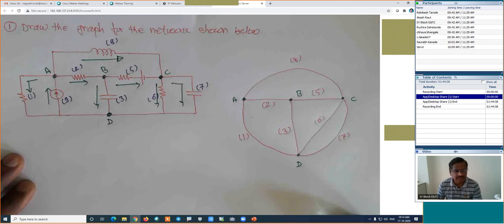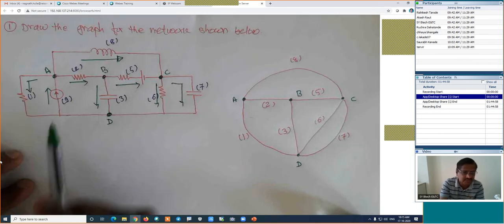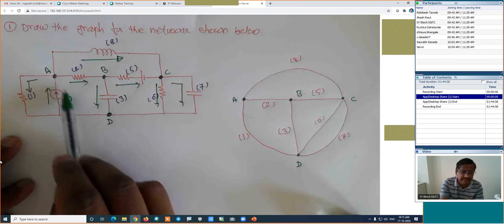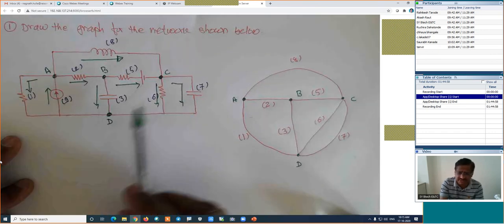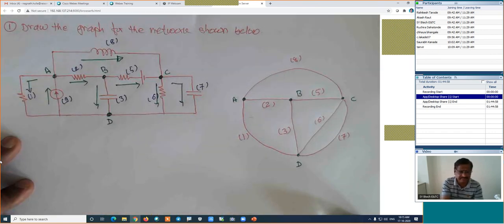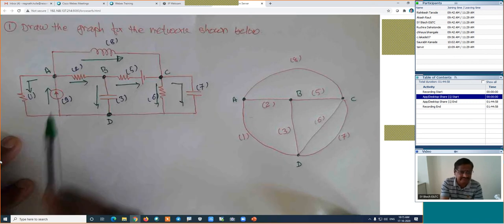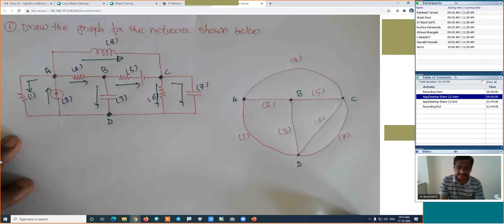As we do in nodal analysis, in the similar way, we will assume any direction randomly. Is it right? And there is no need of showing the direction for this current source branch because anyhow we are not considering this branch in the graph. We will not consider it in this graph. That's why you can show it or you can leave it. That is your choice. Now look at how is the direction of branch number 1.